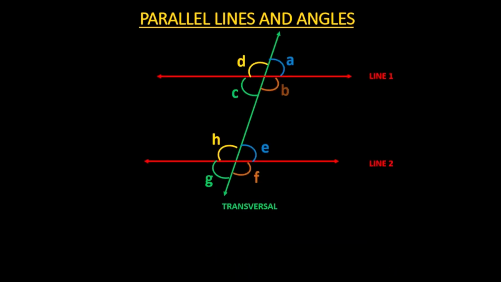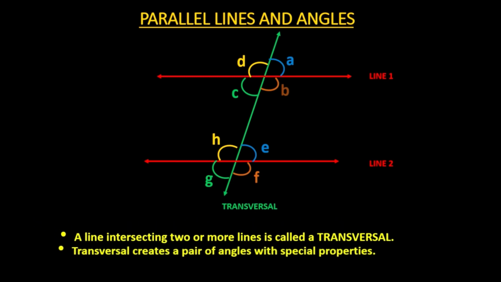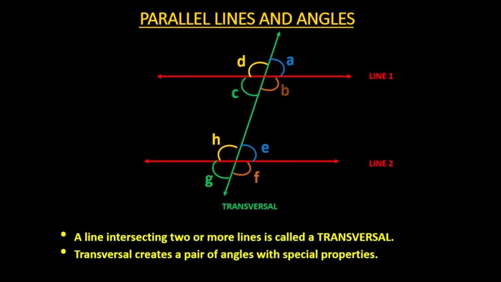Parallel lines and angles. In this diagram, the two red lines are parallel lines. The green line is the transversal. A line intersecting two or more lines is called a transversal. A transversal creates pairs of angles with special properties.